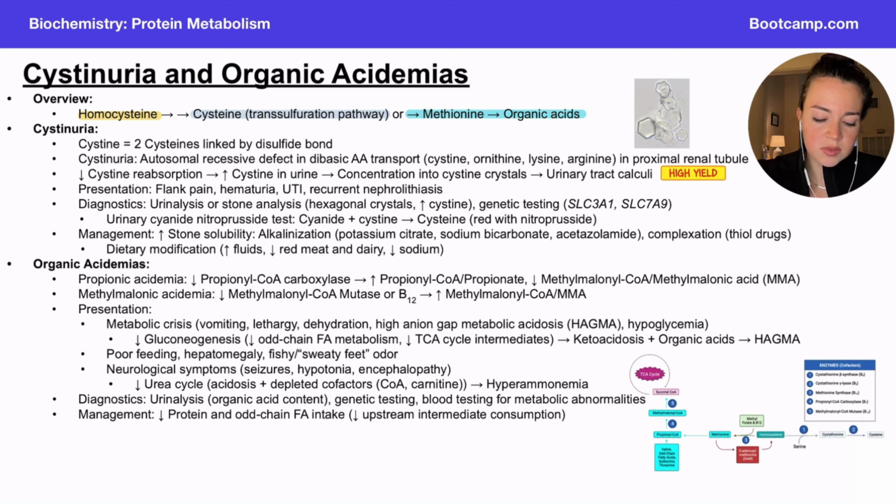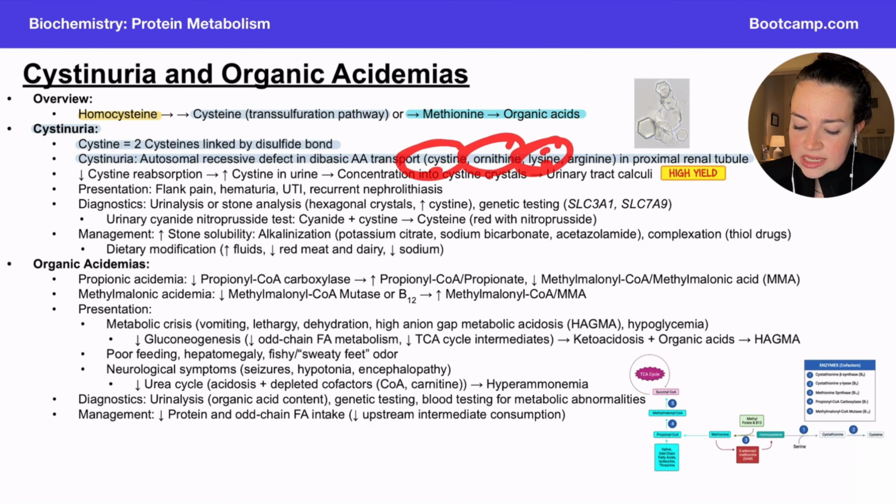The first disorder we're going to be talking about is called cystinuria. And before we really get into cystinuria, it is important to understand the difference between cystine and cysteine. So cysteine was what was created through the transsulfuration pathway of homocysteine. Cystine is two cysteines linked together by a disulfide bond, so linked together by their sulfur groups. So cystinuria is an autosomal recessive defect in dibasic amino acid transport in the proximal renal tubule. The dibasic amino acids that are not being reabsorbed in the proximal renal tubule in this disorder are cysteine, ornithine, lysine, and arginine, right?